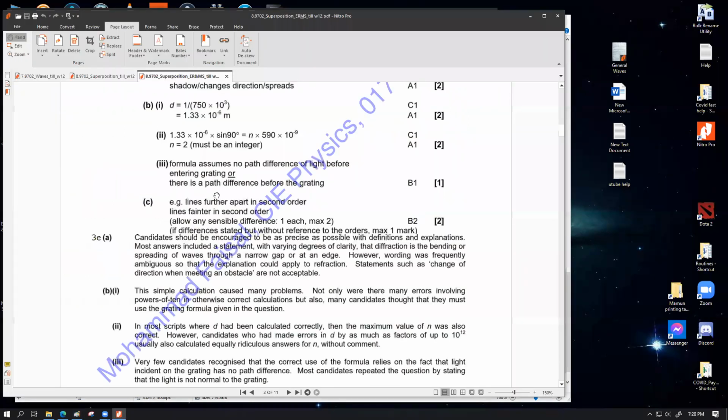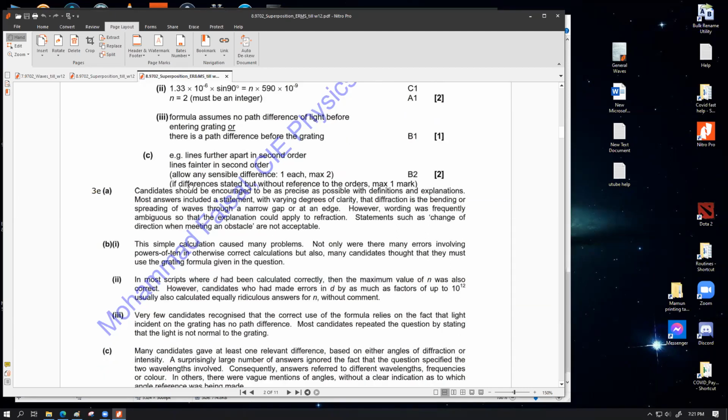That's one point. And then I say, lines fainter in second order. Lines fainter in second order means less bright. You don't have to use the word fainter. It's a difficult word to remember, for me at least. So you can write that lines are less bright. Allow any sensible difference, 1 each, maximum 2. If a difference is stated but without reference to the orders, maximum 1 mark.